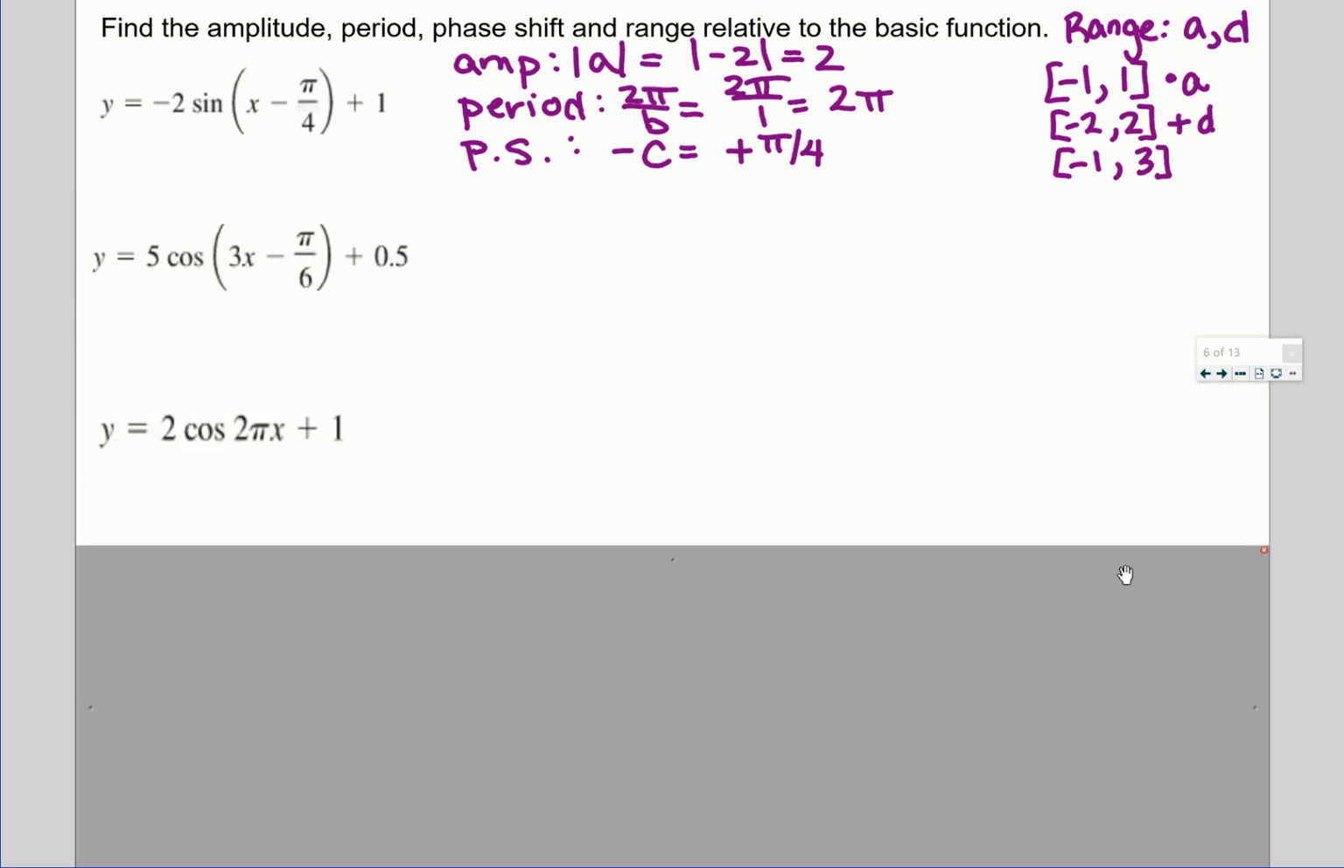I'm going to remind you of something we talked about last semester, though. Are you allowed to have a number in front of the x? Like that 3. If there's something multiplied by your x, what should you do with it? Factor it out. Put it outside the parentheses. Okay, so I'll give you a minute. Try the next two, naming amplitude, period, phase shift, and range for each of these.